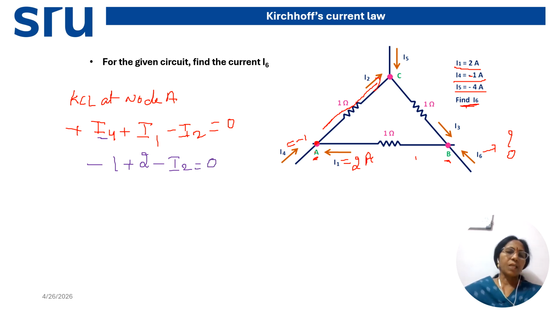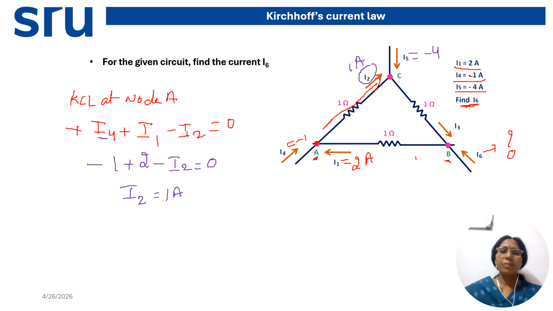Okay. So, minus 1 plus 2 plus 1, and here the I2 value we get is 1 ampere. Now, here we got the I2 value, how much? 1 ampere. Okay. This is towards C. Now, can I apply KCL at node C? Yes or no? Because I5 is given, how much? It is minus 4, and this current is 1 ampere. From here I can determine current I3.